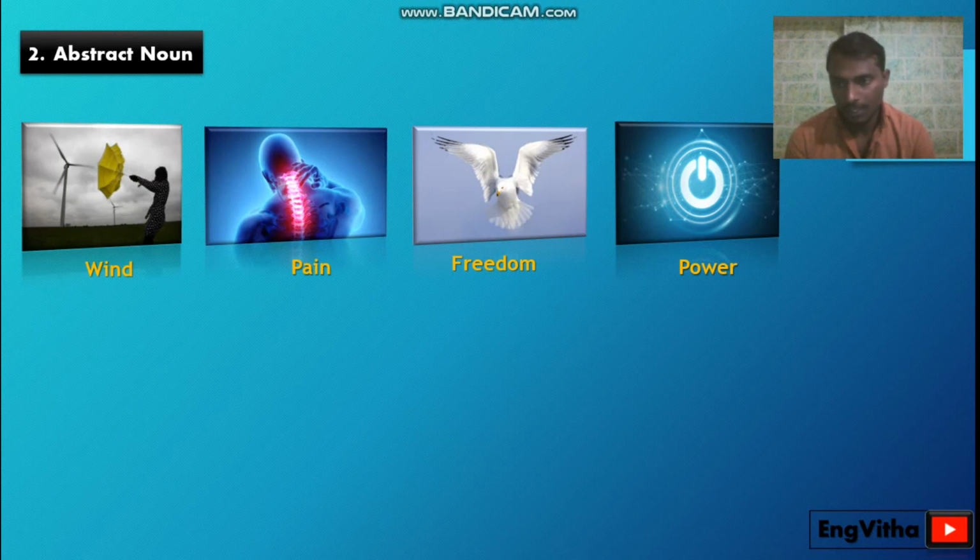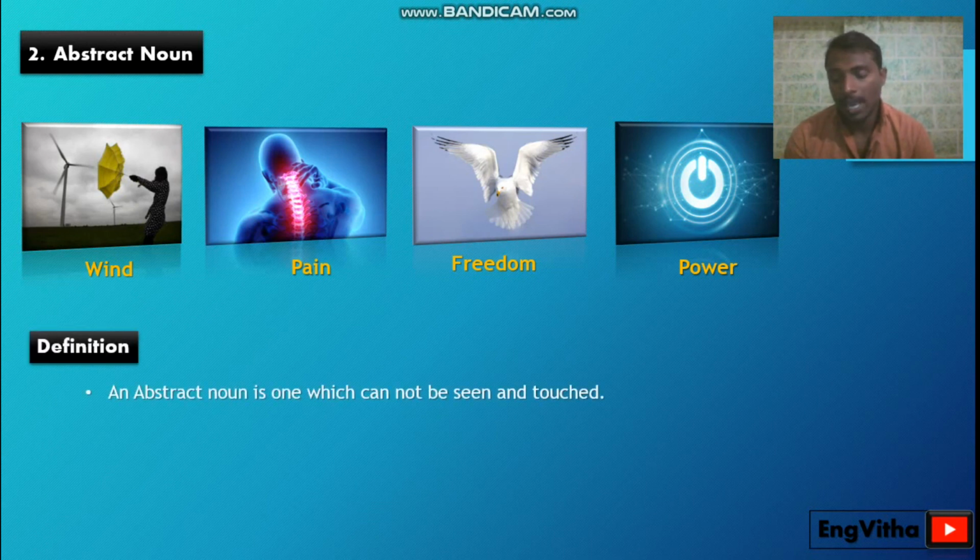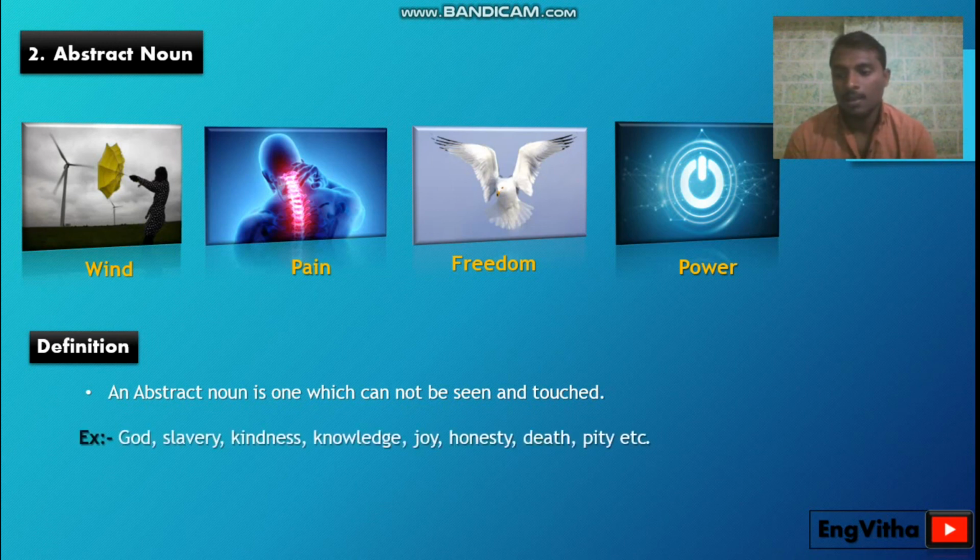If you observe, these pictures are meant only for understanding. We can't see wind and touch it, and pain also can be felt but not seen and touched. Freedom, power also the same. We cannot see and touch them but they can be felt. So what is an abstract noun here? We would simply say an abstract noun is one which cannot be seen and touched. Can we touch the wind? No, we can't touch the wind, and also can't see it. And a few examples are God, slavery, kindness, knowledge, joy, honesty, death, wit.